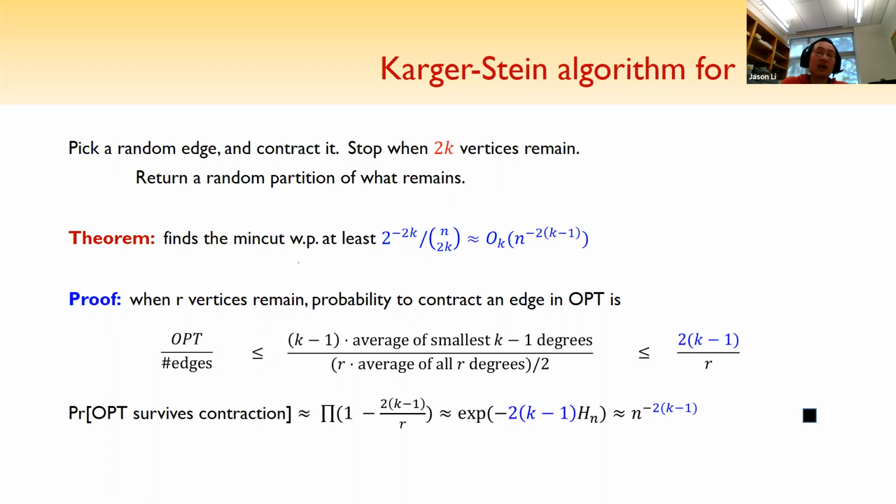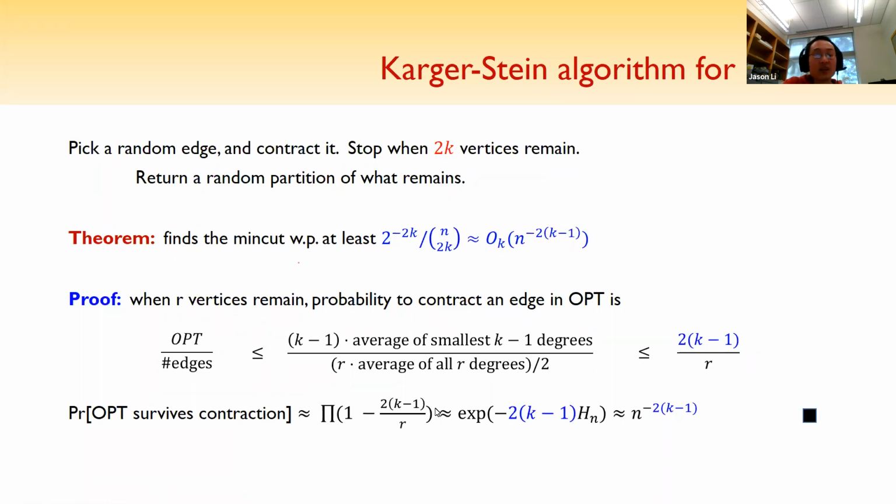So now, each iteration is independent, whether we succeed or not. So the probability that the opt survives throughout all the iterations is just the product of all the success probabilities, which is 1 minus 2 times k-1 over r. Now we can estimate this with e to the power of minus 2 times k-1 over r.